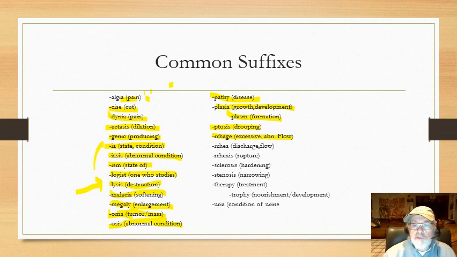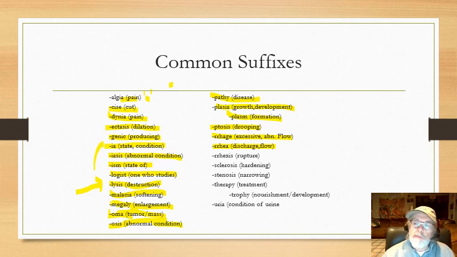Rrhage means excessive or abnormal flow. What's the excessive or abnormal flow of blood? Hemorrhage. Hemo, again, hem/o or hemato, but in this case, hemo. Hemorrhage means excessive flow, or loss, or discharge of blood. Rrhea also means a discharge or flow. Rhinorrhea. Ooh, what's that mean? Rhinorrhea.